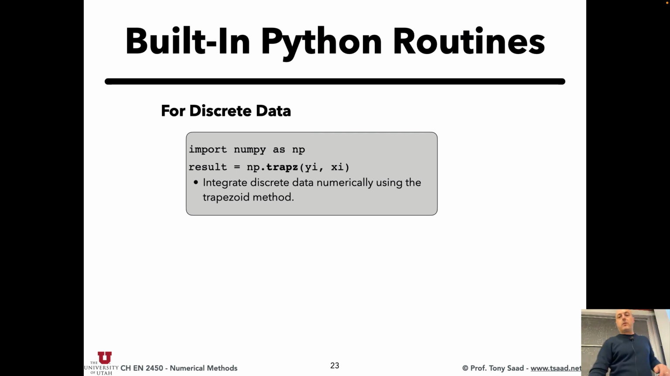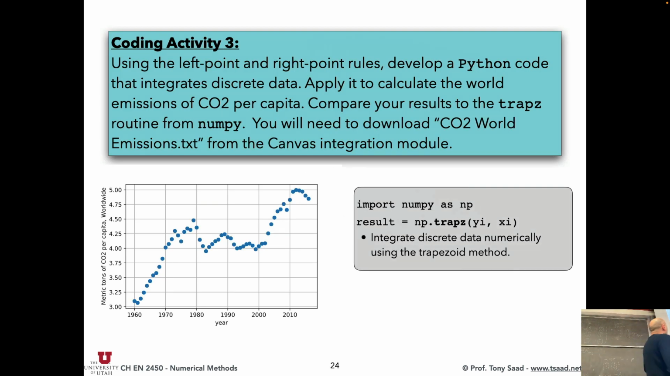All right, so now here's the question. Using the left point and right point rules, develop a Python code that integrates any discrete data. Right? So the left point rule and right point rule can integrate any discrete data. So your routine just needs to take xi and yi, right? And then apply it to calculate the total world emissions of CO2 per capita, and then compare your results to the trapz routine from NumPy.